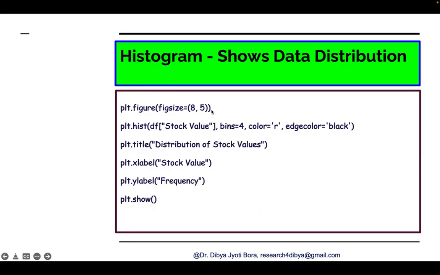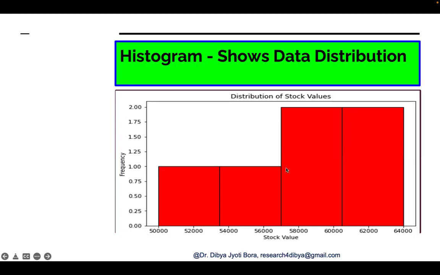प्लॉट फिगर तो आपको समझ में आ गया होगा अभी तक कि ये डायमेंशन के लिए यूज कर रहे हैं, 8x5, और हम हिस्टोग्राम के लिए कौन सा फंक्शन यूज कर रहे हैं? HIST, हिस्ट, राइट. तो इसमें हमने बिन्स इंटरवल्स 4 लिया है, कलर रेड लिया है, और एजेस के कलर ब्लैक लिया है. टाइटल दे दिया है डिस्ट्रीब्यूशन ऑफ स्टॉक वैल्यूज, एक्स लेवल स्टॉक वैल्यू, वाई लेवल फ्रीक्वेंसी, एंड सो फंक्शन के जरिए ये बना दिया और ऐसा कुछ आ गया.